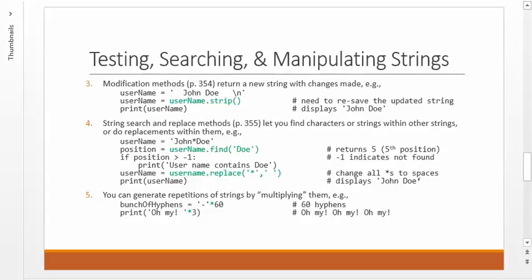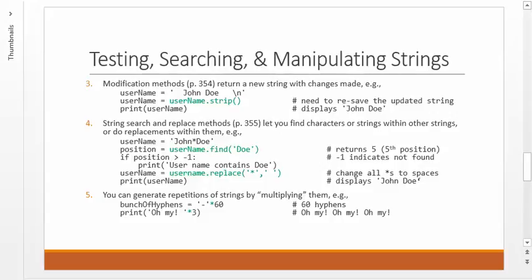So replace all asterisks with a space, and then again we want to store it back in the username having stripped off those asterisks. And then we print the username, of course, now we're down to John, which is what we wanted. So again, very powerful, easy to manipulate strings. Just don't forget to store them back in another variable when you're done.